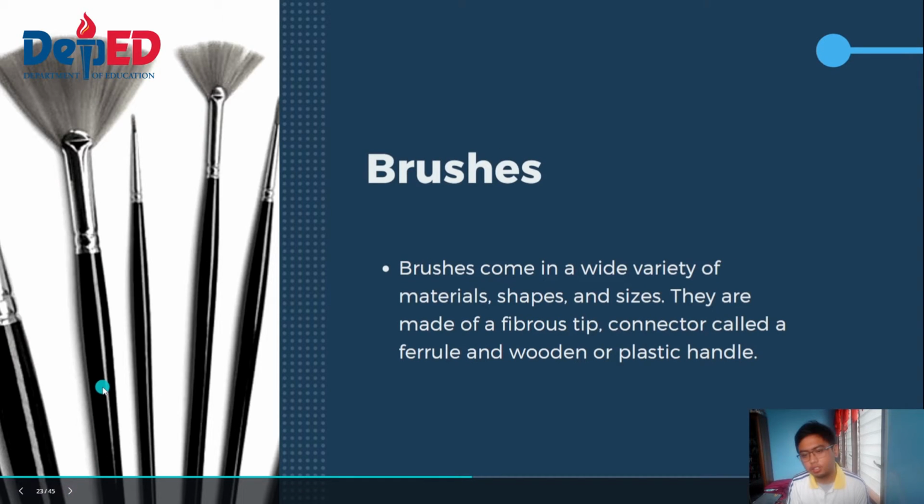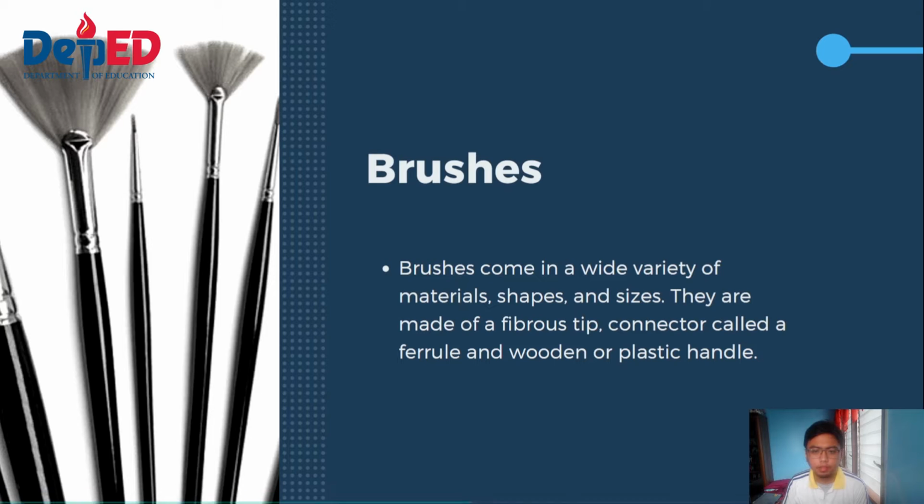Then we have brushes. Of course, if you're going to use wet materials, you're going to use brushes. Brushes come in a wide variety of materials, shapes, and sizes. They are made of fibrous tips, the soft ones or sometimes hard ones, wider or small ones, held by a conductor called a ferrule. The ferrule is basically the metal part, and a wooden or plastic handle.